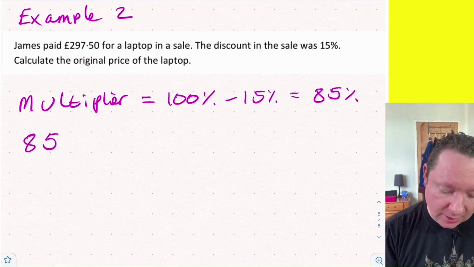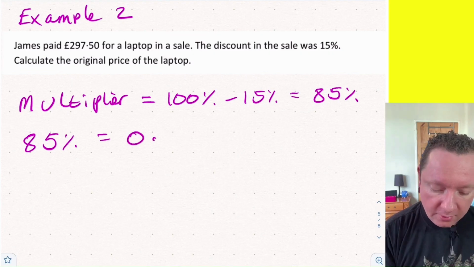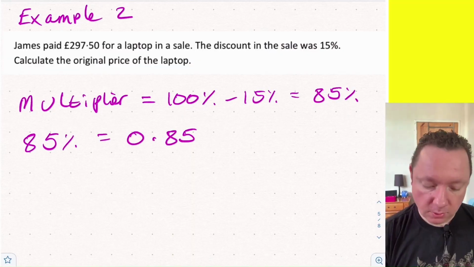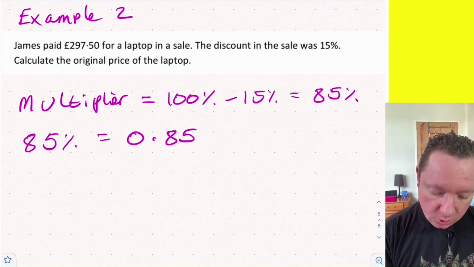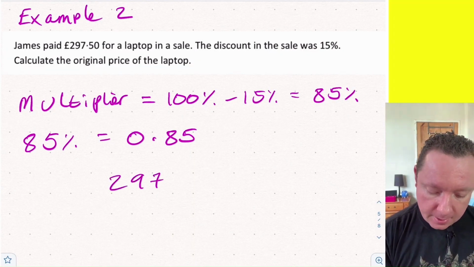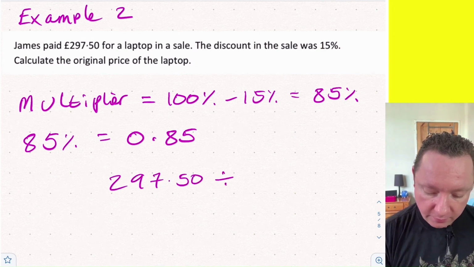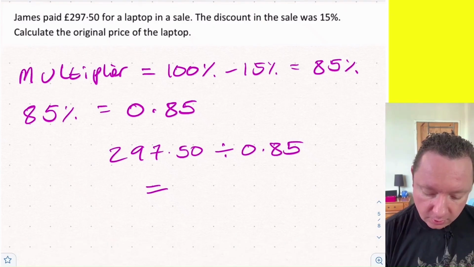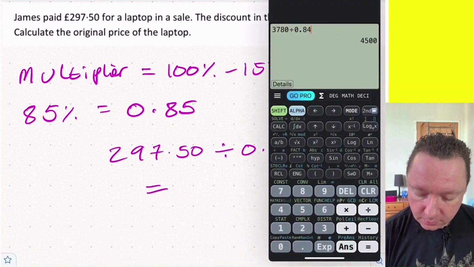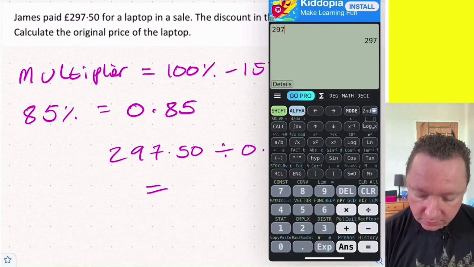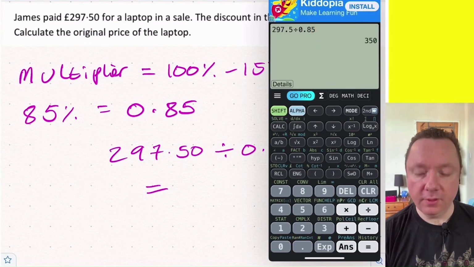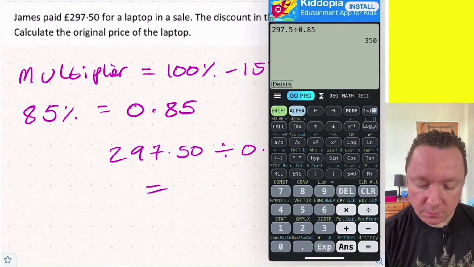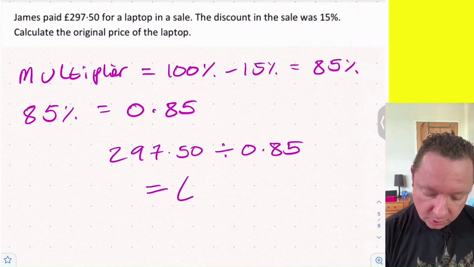85% as a decimal is 0.85. 85 divided by 100. So we just take our money, 297.50, divide by 0.85 to get back to the original price. Calculator is our friend here. £297.50 divided by 0.85, 350. Another nice round number. £350.